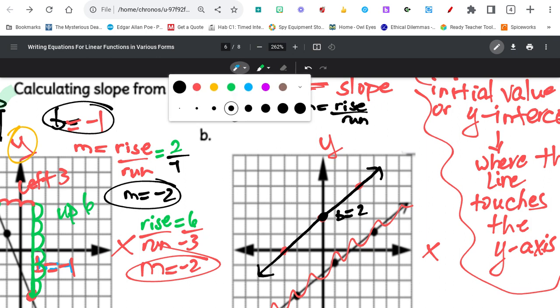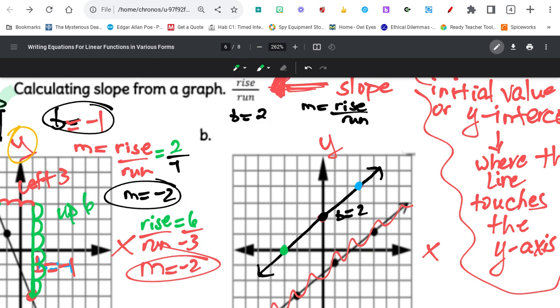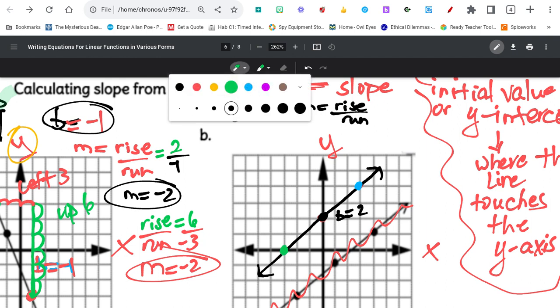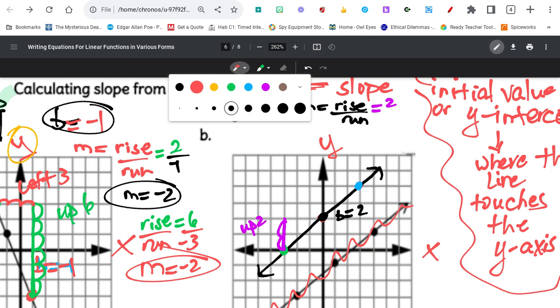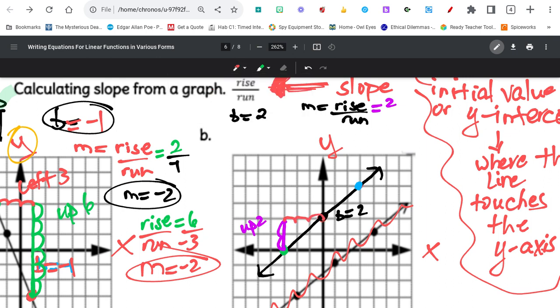So I'm going to color code these points. I'm going to color this one blue. I'm going to color this one green. And I'm just going to pick 2 points and draw a right triangle. I just picked 2 consecutive points, and I always go up. So that's up 1, 2. If you get confused on the counting, just do loops. 1 loop, 2 loops. So that's up 2. So rise of 2. And then you're going to go to the right. 1, 2, 3. So right 3. We just have a positive run. So your slope is 2 over 3.